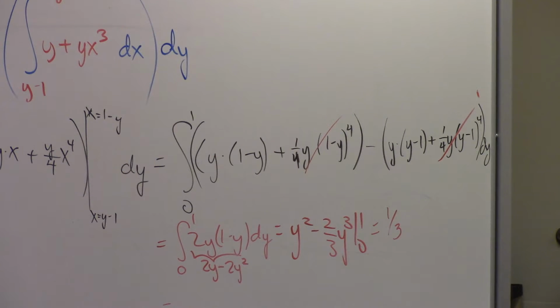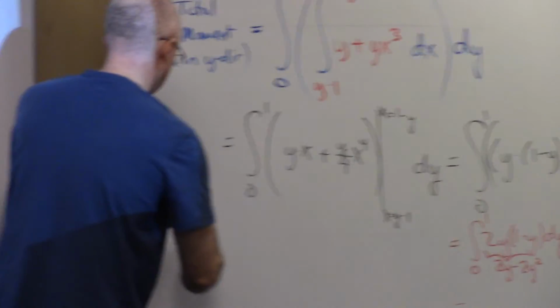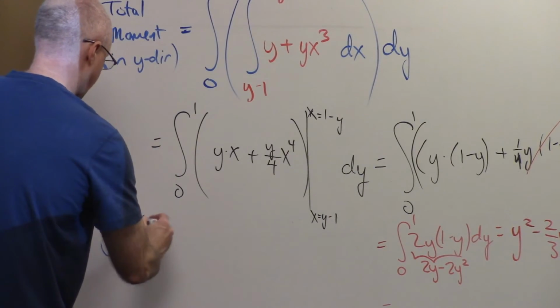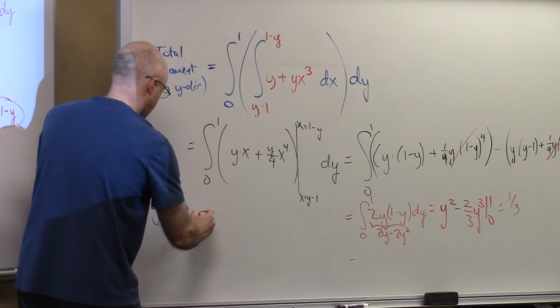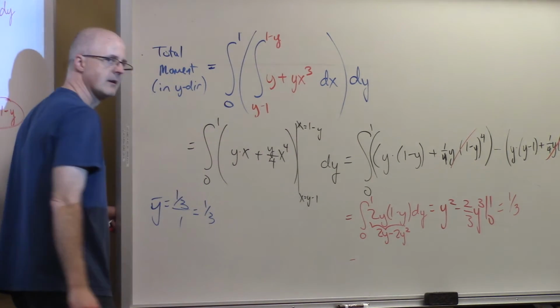So the center of mass now, I have to divide that by mass, but we already know the mass is 1 gram. So in fact, the center of mass, y bar, in the y direction is also 1/3. 1/3 divided by 1 is 1/3. So y bar is 1/3 divided by the mass, which was 1, which is also 1/3.